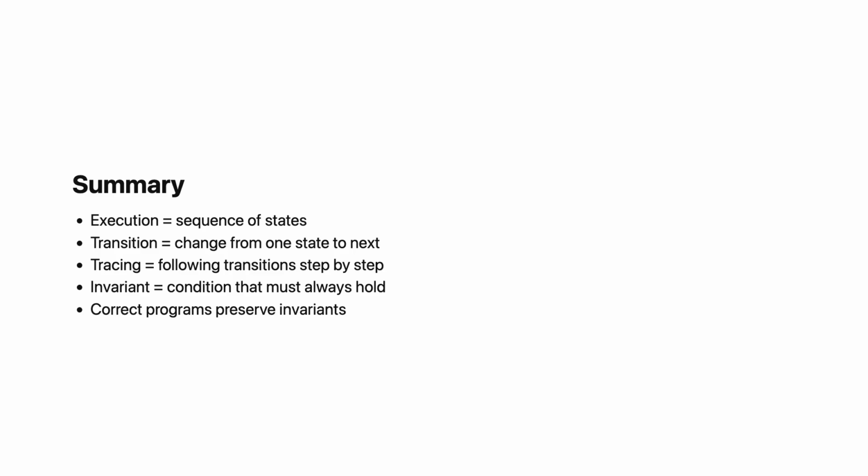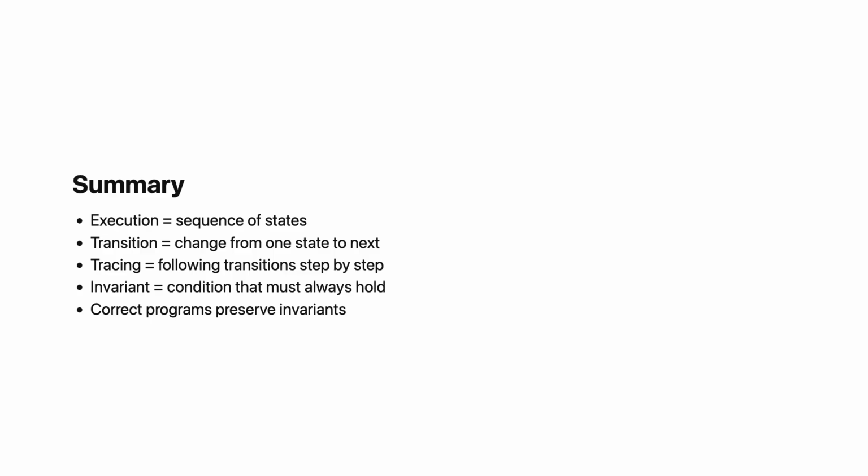Let us summarize. A program execution is a sequence of states, not just initial and final, but many states in between. A state transition is the change from one state to the next. Each instruction causes a transition. Tracing state means following each transition carefully. This is how we understand what a program does.